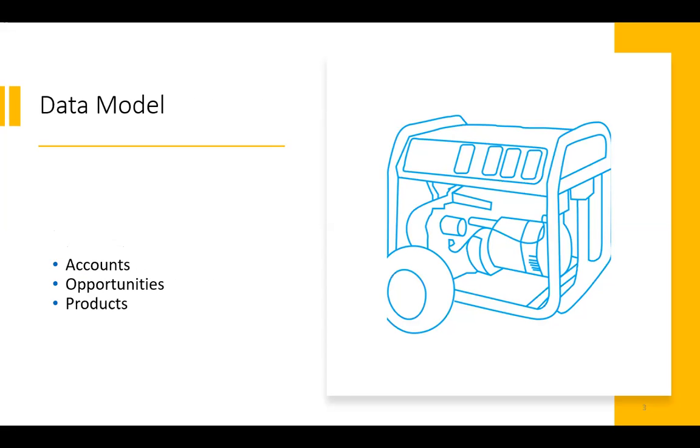So the data model we're going to work with today, again, we're keeping this very basic. We have accounts, so there are clients in the system. Each of our clients can have one or more opportunities, which are the deals that we closed with them. Each of those opportunities can have one or more products, and a product can be an actual generator that we're selling to them, or it could be an installation service that we're providing them with.